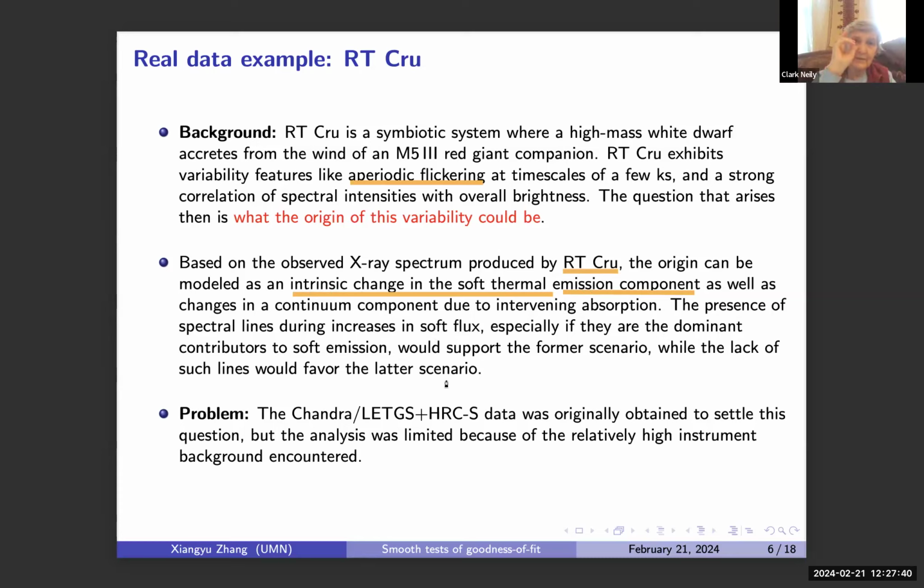Xiangyu, may I make just a quick comment? For people who are not familiar with what we mean by a soft component, it is below 3 kiloelectron volts, 0.5 for Chandra, or up to 1 kiloelectron volt. That's the soft flux here. Thank you, just a clarification. Yes, thank you for your clarification. It's very useful.